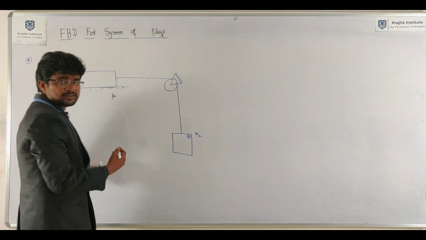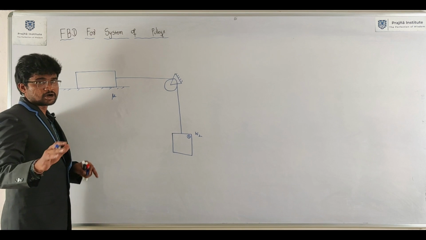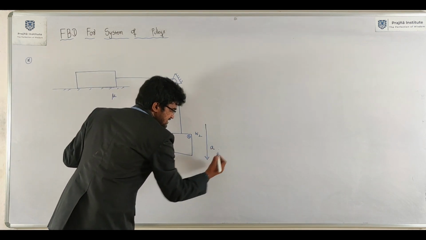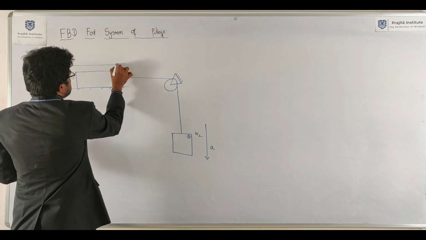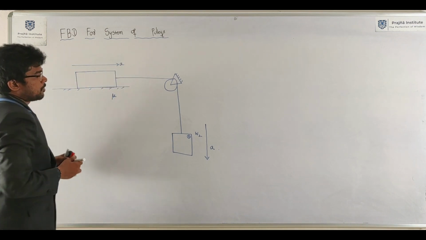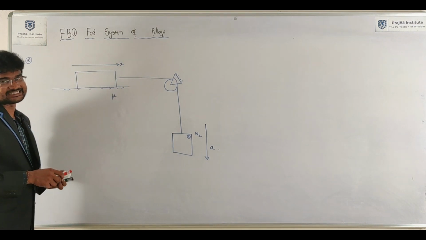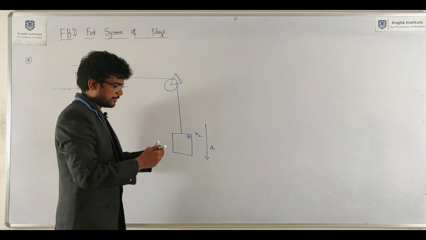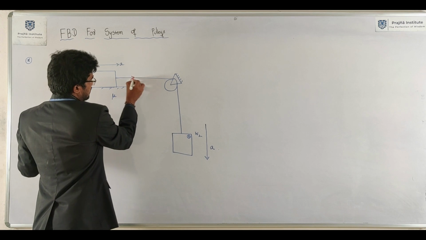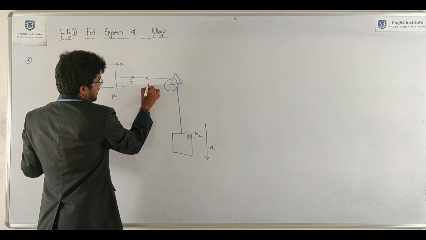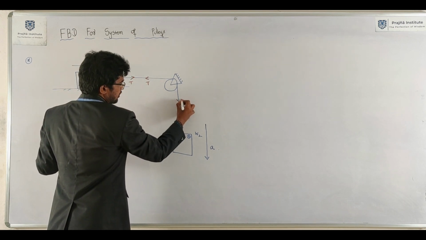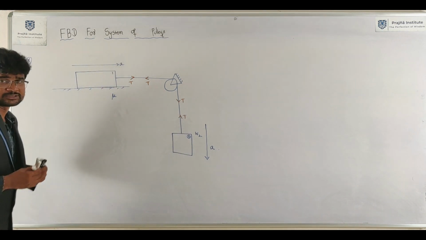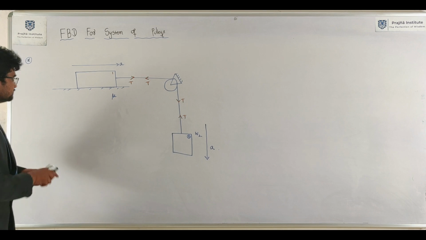Here the acceleration of the two blocks must be the same. Assume one direction, of course, with acceleration A, so block 1 will be moving in this direction. Assume that it is a frictionless and massless pulley. Same string, same tension. Now start drawing the free body diagram for block 1 and block 2.